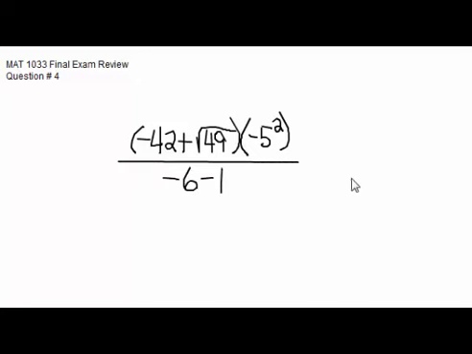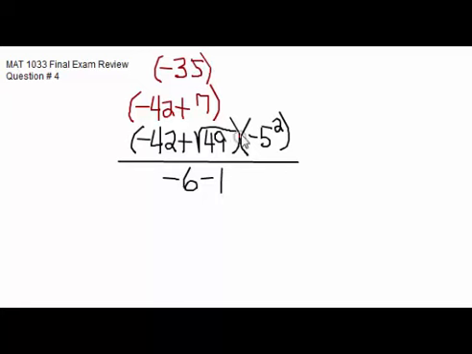Okay. Working in the numerator, if we look inside this first set of parentheses, we see that we have a square root, and we must find that first. So we're going to end up with the quantity negative 42 plus 7, because the square root of 49 is 7, and that's going to give us negative 35.